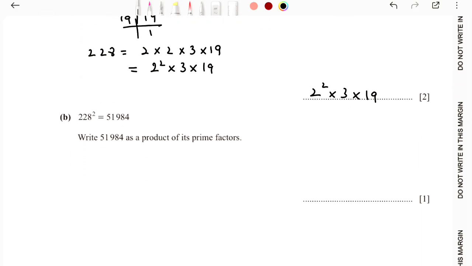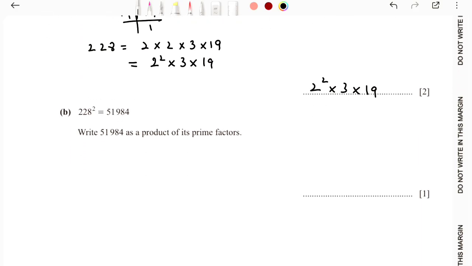Now moving towards next part. Write 51984 as a product of its prime factors. So we have already found the prime factors of this one. So by taking its square, we can find out the prime factors of 51984.